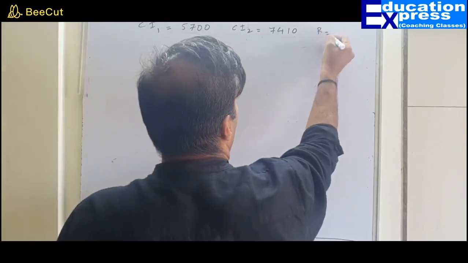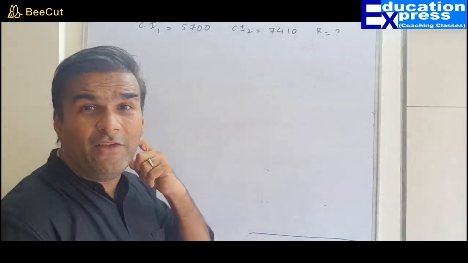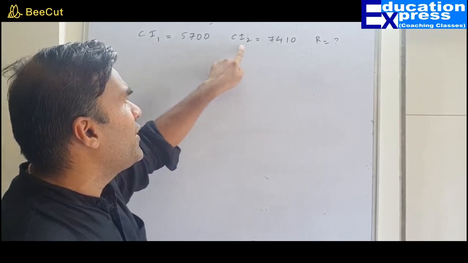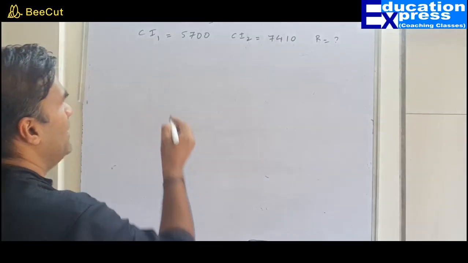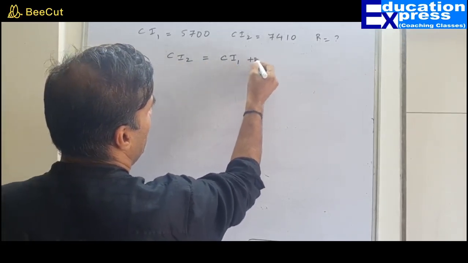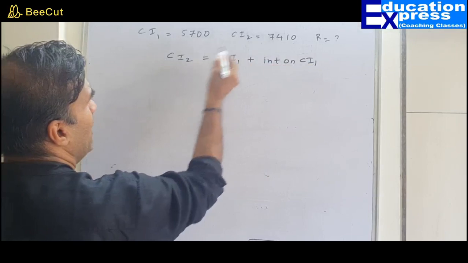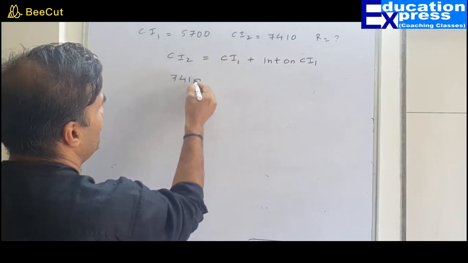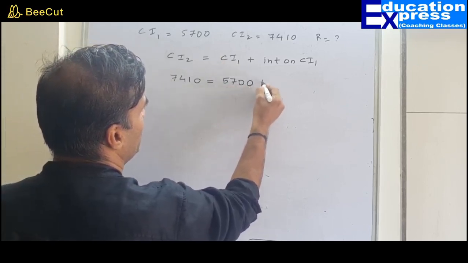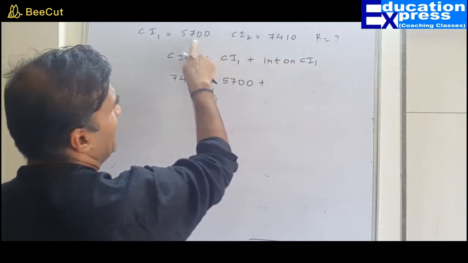Calculate the rate. I hope you remember, there is no information about principal or any other relevant information. The only information is compound interest 1 and compound interest 2. So we have a direct formula: CI2 equals CI1 plus interest on CI1. Apply the formula. 7410 is equal to CI1, 5700, plus interest on CI1, that means interest on 5700.